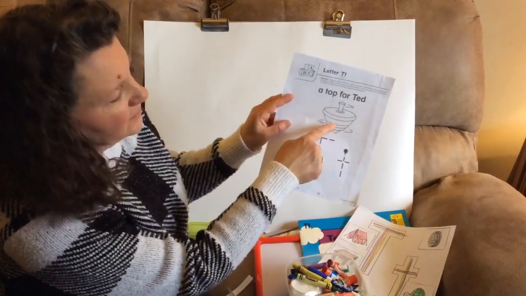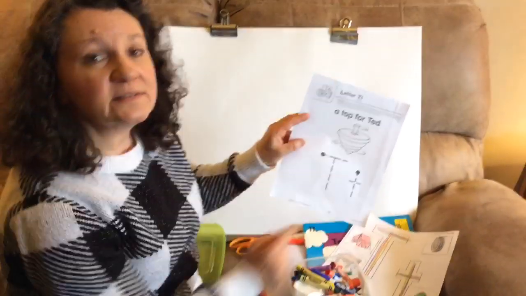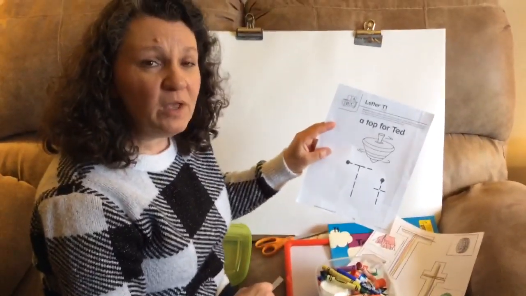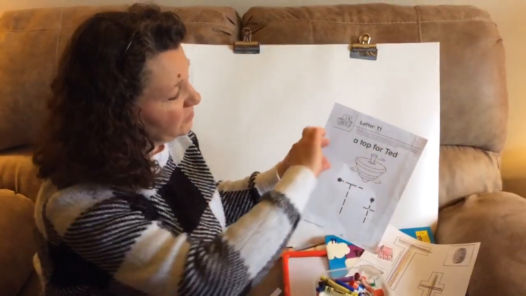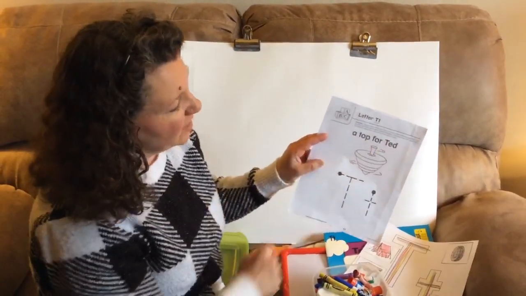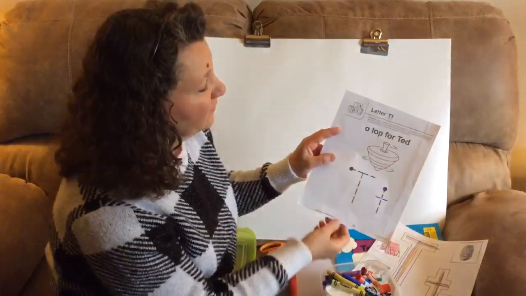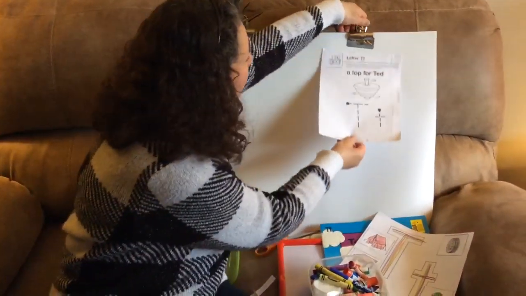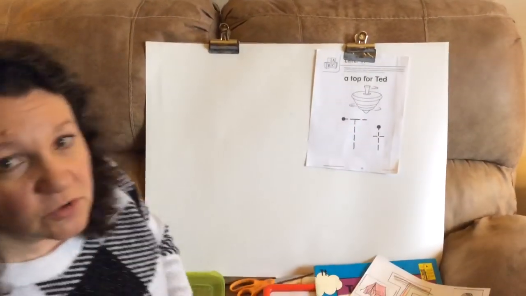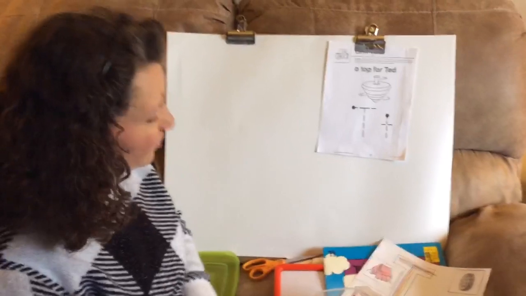Do you know what this is? This is a toy. It's called a top. Have you ever seen a top? A top is a toy. If you spin it around, it'll spin around and around and around. So this is a top, a spinning toy. And this was also sent to your parents, so you can have this at home as well.